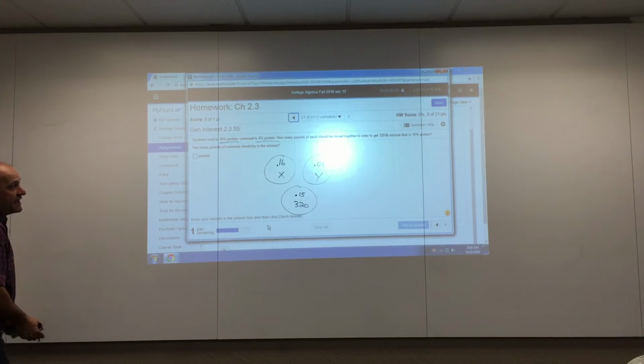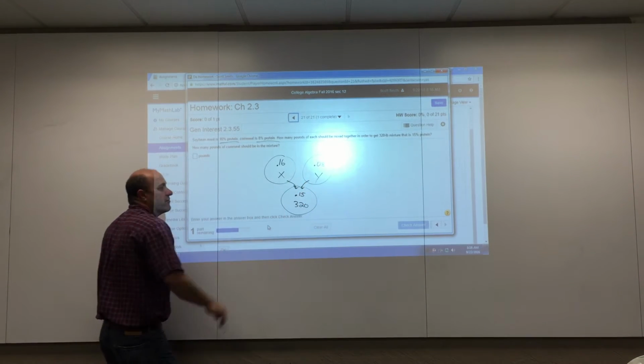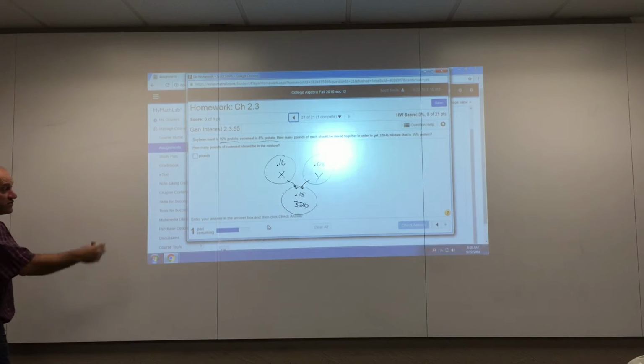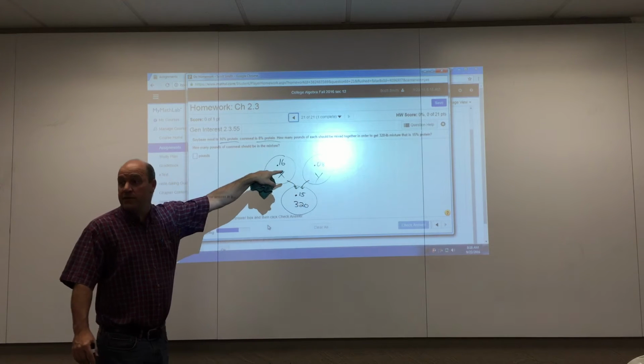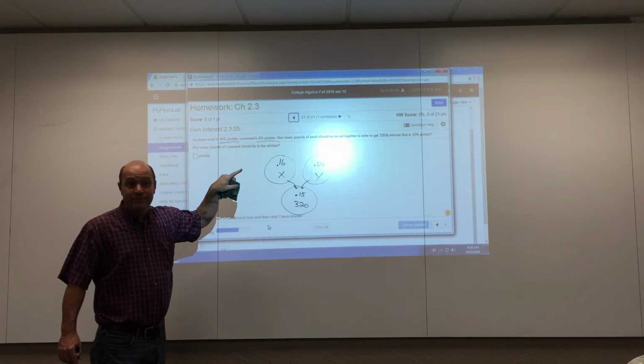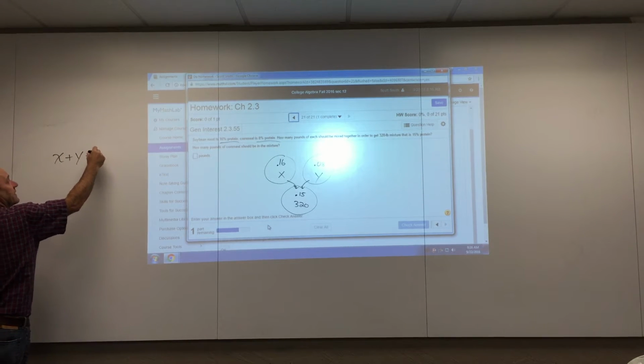From this picture, let me draw, I'm mixing these two guys into this final batch. First off, just the amounts. Just think about the amounts. Whatever amount this is and whatever amount this is, they've got to add up to 320. So that's one equation: X plus Y equals 320.